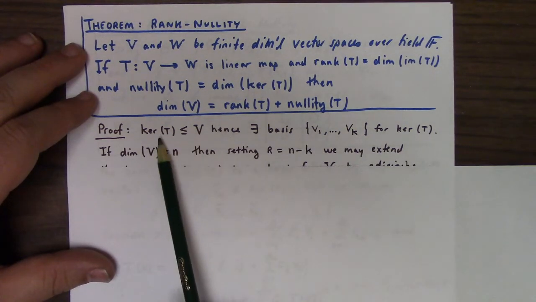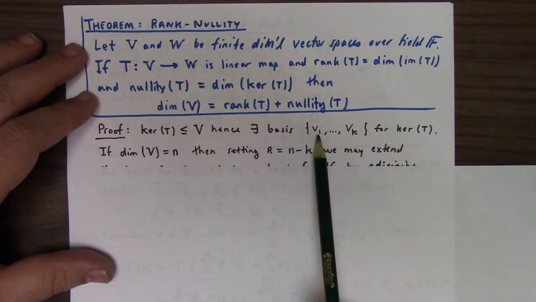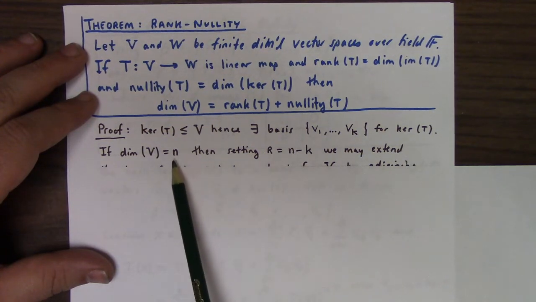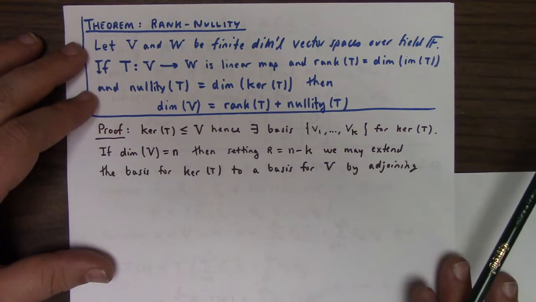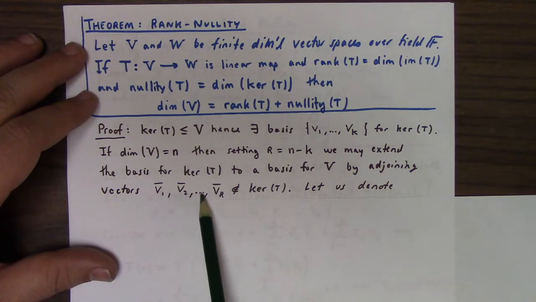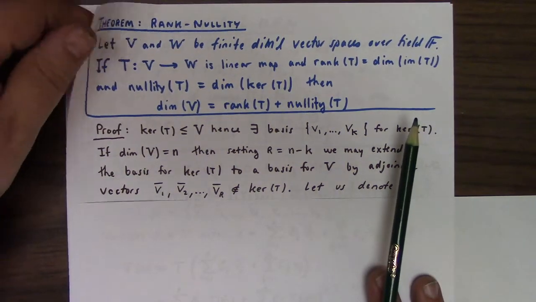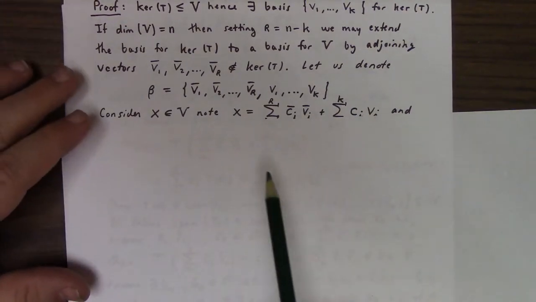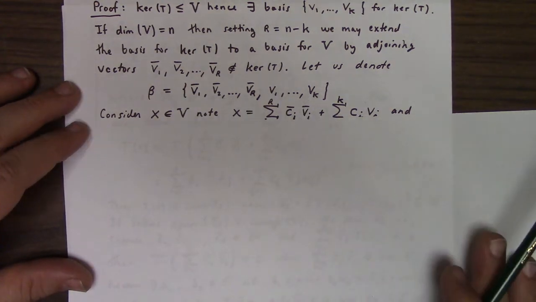So we start by noticing the kernel is a subspace of V, and so there's a basis v1 through vk for the kernel of T. And if the dimension of V is n, if I put r equal to n minus k, then I can extend the basis of the kernel of T to a basis of V by adjoining vectors v bar 1, v bar 2, through v bar r, which are not in the kernel of T. And I'm going to denote that basis by beta. So beta has vectors not in the kernel, followed by vectors in the kernel, like that.